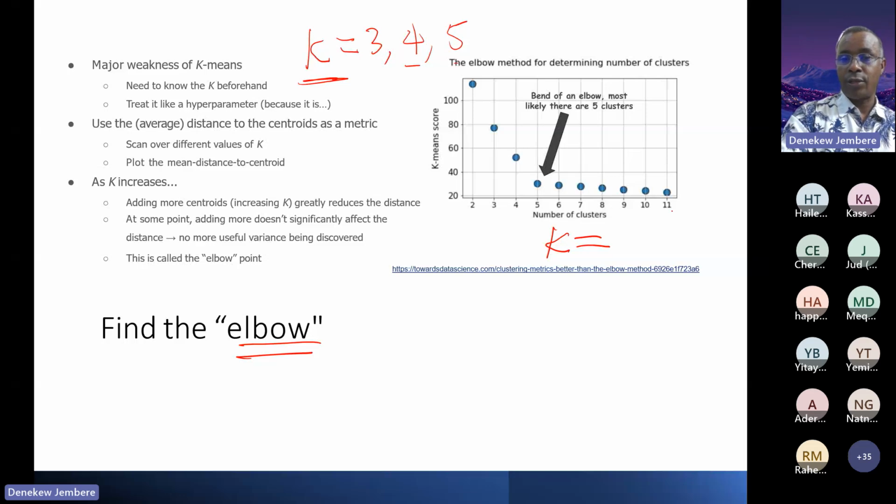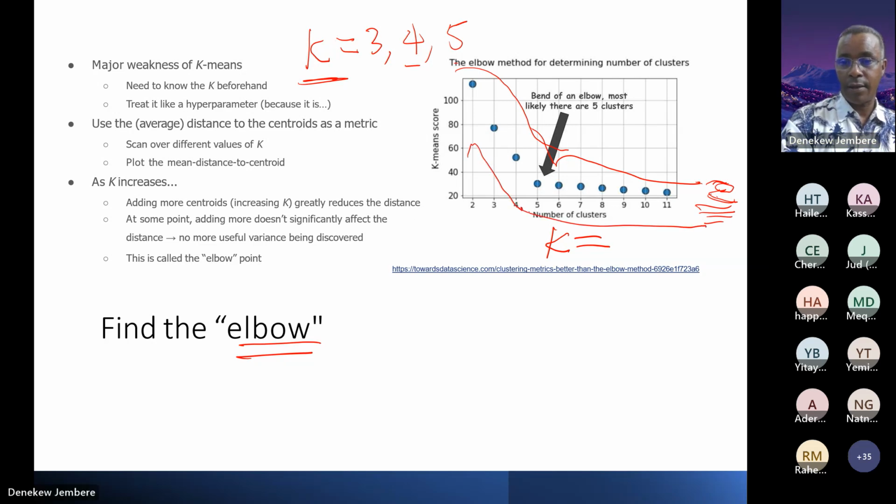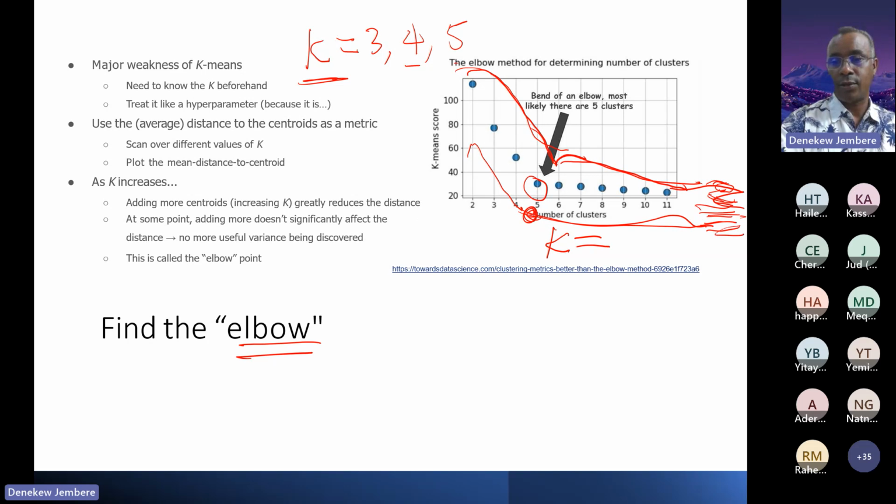And if you see, this looks like an elbow, right? At this point you have the elbow. Imagine this is a hand, these are the fingers, and this is the elbow point. So at the elbow point you get this.